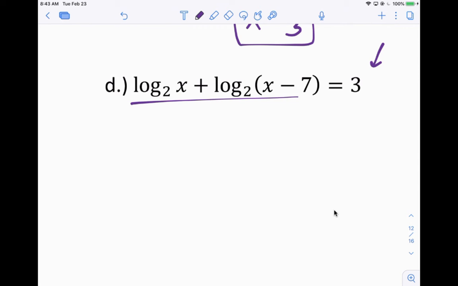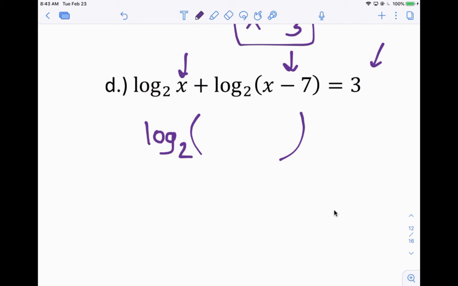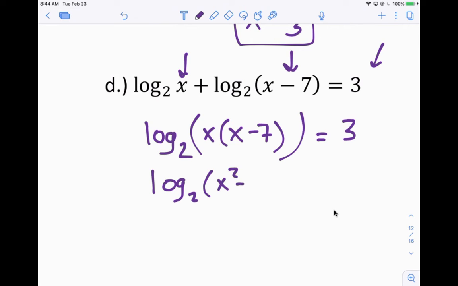Let's put these two together. Can we? Yes, they are the same log. So I can combine them together to log 2. But of what? Well, these are the 2 arguments, and since they're adding, I will multiply. Be careful to multiply and not add to 2x minus 7, but actually multiply. I could rewrite that and actually multiply that in.